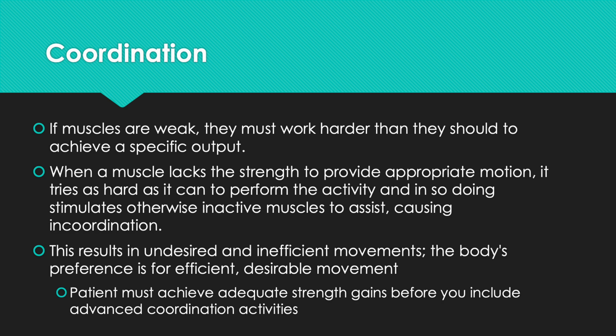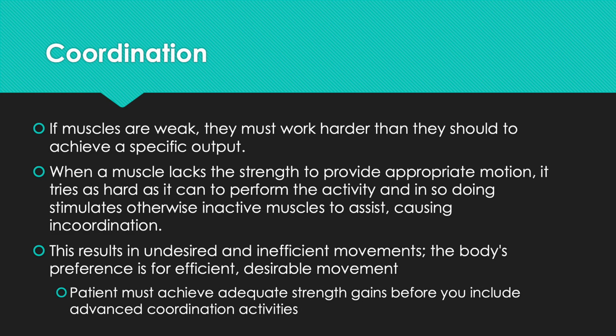If muscles are weak, they must work harder than they should in order to achieve a specific output. When a muscle lacks the strength to provide appropriate motion, it tries as hard as it can to perform the activity, and in so doing stimulates otherwise inactive muscles to assist. This causes incoordination. This result is undesired and inefficient and produces inefficient movements. The body's preference is for efficient, desirable movements.